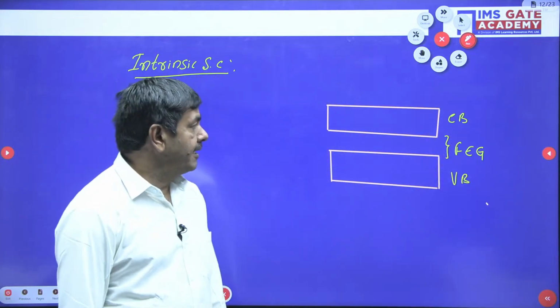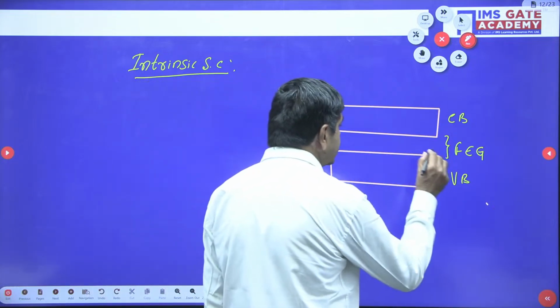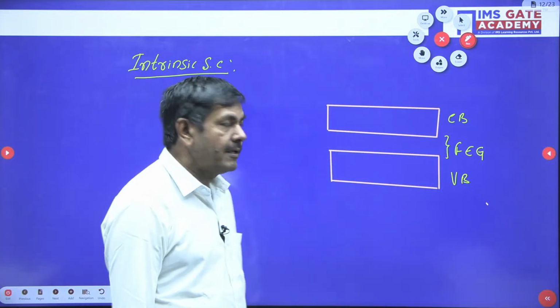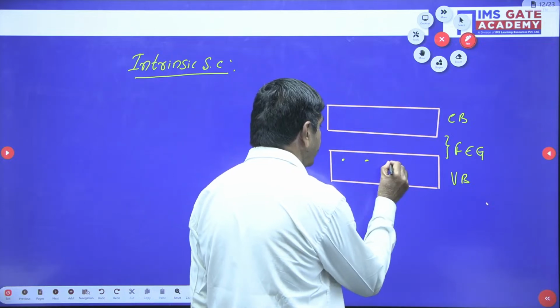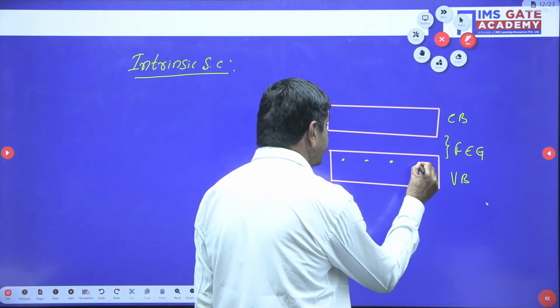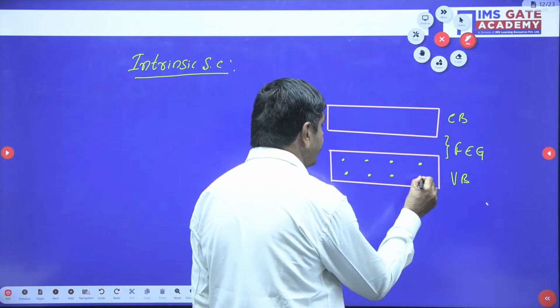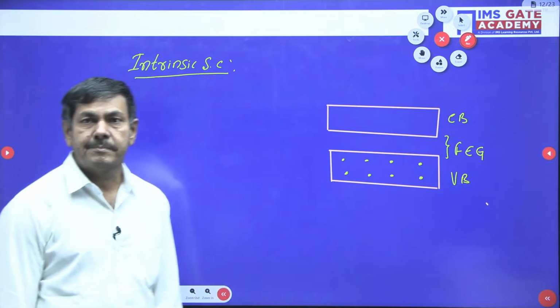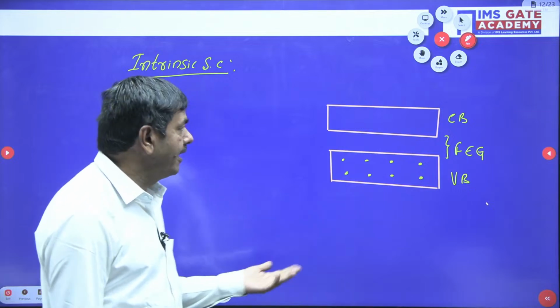In the energy band diagram, what is going to happen? Initially, it contains a number of electrons in the valence band. At 0 Kelvin, you can find electrons in the valence band, and the conduction band is empty. The gap is very small. What is the forbidden energy gap?